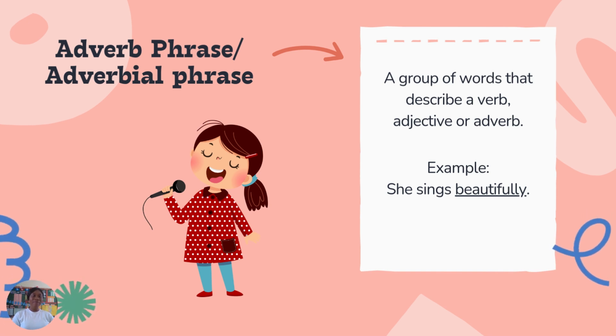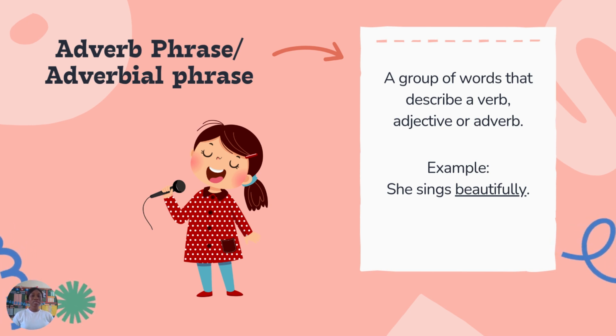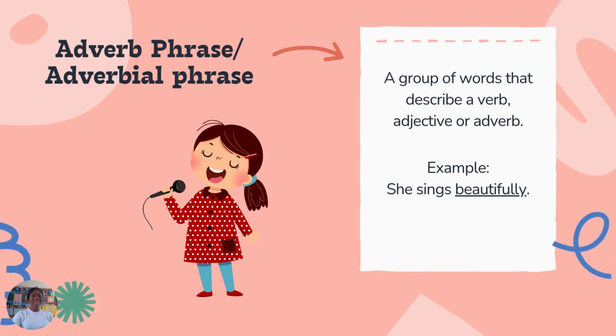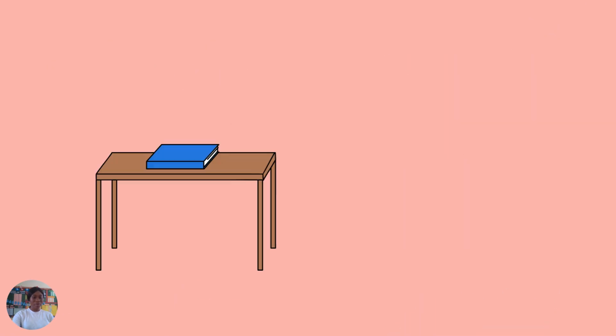And then the fourth type of phrase we have is the adverb phrase or adverbial phrase. If adverbial phrase is too long for you, you can call it adverb phrase, and if you don't mind, you can call it adverbial phrase. You're talking about the same thing. So what is an adverb or adverbial phrase? This is a group of words that describe a verb, an adjective, or an adverb. Example, she sings beautifully. Now, singing is an action, so that means it's a verb. How does she sing? Does she sing terribly? Does she sing loudly? Does she sing off key? No, she sings beautifully. So, beautifully there is trying to describe how she sings, and that is an adverb. So, an adverb describes.